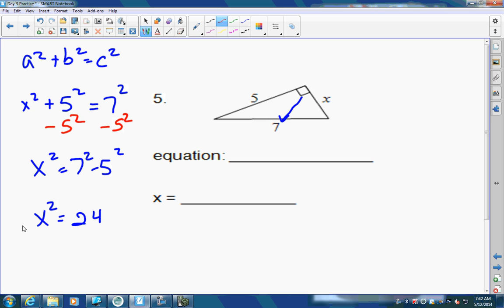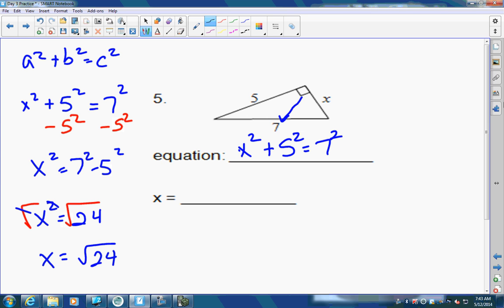Now I have to take the square root of each side. That's because it makes this go away, and I get x equals the square root of 24. That's not a perfect square. It doesn't give you an exact number. So we need to simplify it. First off, my equation up here, I should have written x squared plus 5 squared equals 7 squared. Now, when I have the square root of 24, you can do it a couple different ways. What numbers go into 24?